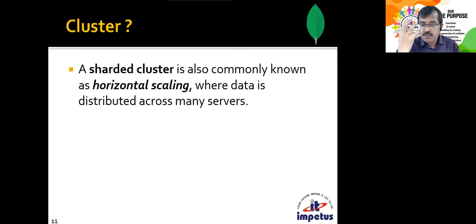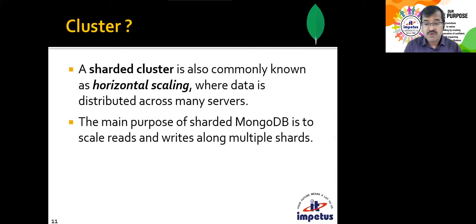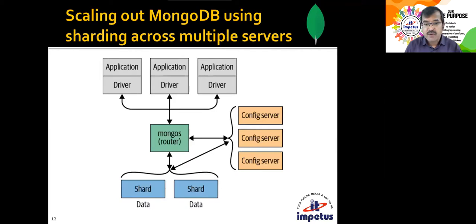That means I will have a similar power machine, one more machine, one more machine, multiple machines, or I can have multiple machines with different power as well, and I'll distribute my data or the documents across those machines. The main purpose of sharded MongoDB is to scale read and write along multiple shards. Now the basic idea over here is you can have multiple application drivers. There can be one Java application, one Python application, one JavaScript application, and your data is stored across different machines, the first shard, the second shard, and so on. And you have this mongos router that will route your request to the correct server where that required data is, and it will fetch the data and give it to your application.